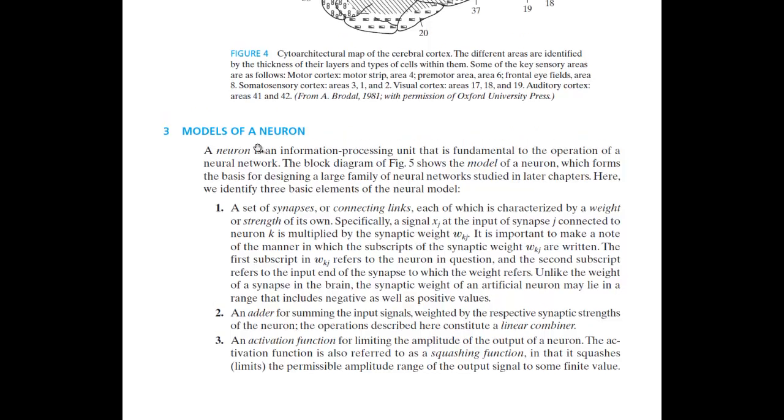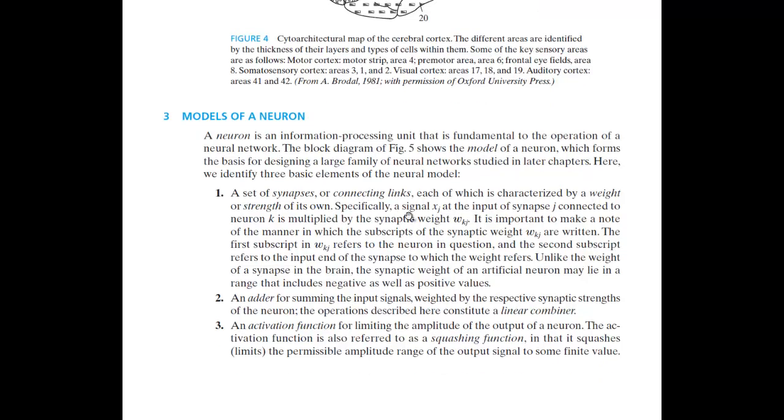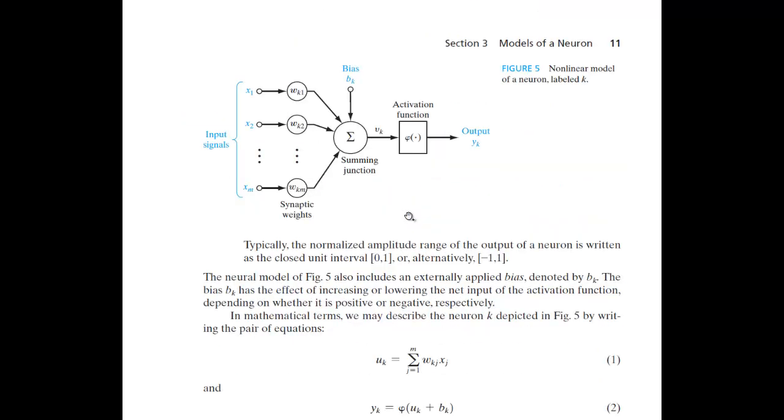Now coming to the models of a neuron. A neuron is an information processing unit that is fundamental to the operation of a neural network. The block diagram of figure 5 shows the model of a neuron, which forms the basis of designing a large family of neural networks which we will study later. Here we will identify three basic elements of the neural model. Now first we will see the model so that we can understand it.